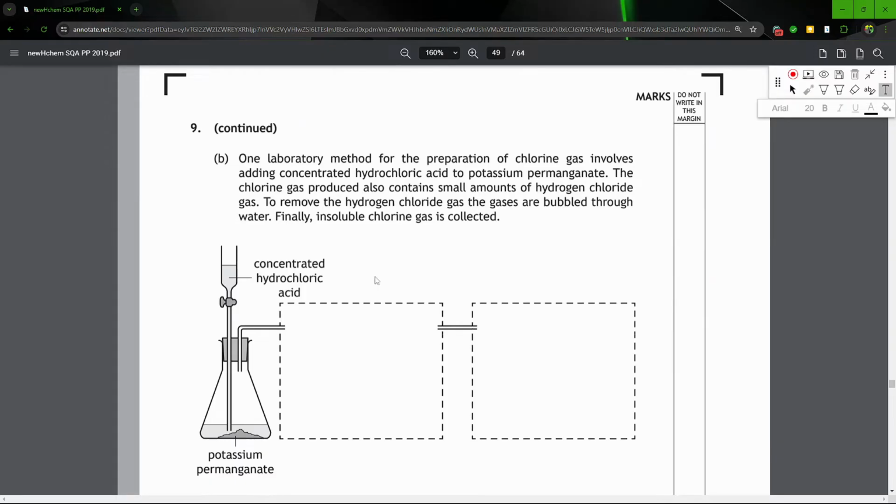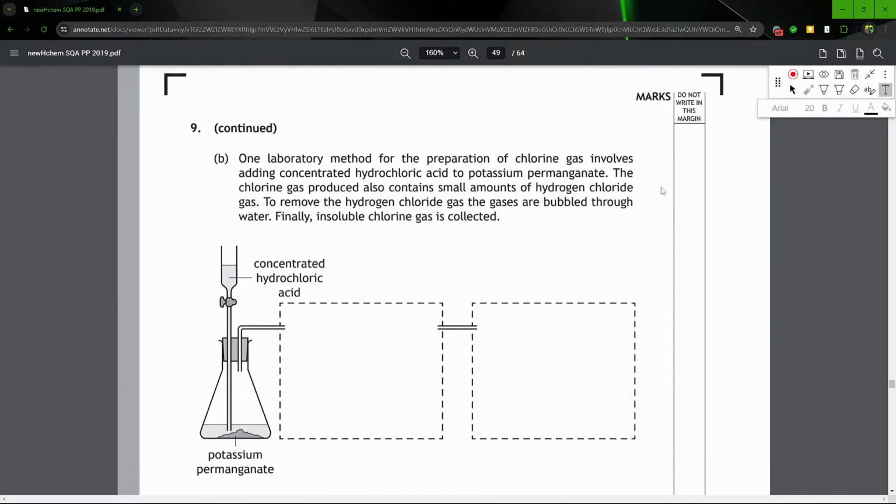One laboratory method for the preparation of chlorine gas involves adding concentrated hydrochloric acid to potassium permanganate. The chlorine gas produced also contains small amounts of hydrogen chloride gas. To remove the hydrogen chloride gas, the gases are bubbled through water. Finally, insoluble chlorine gas is collected.